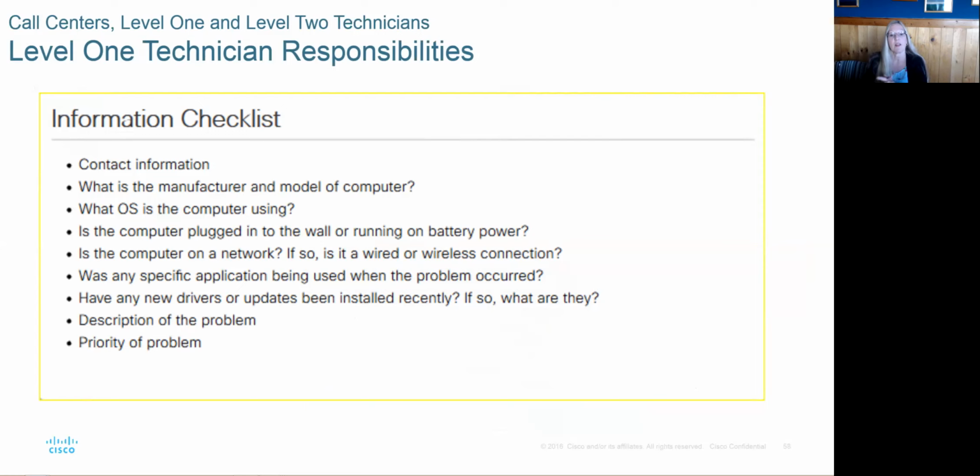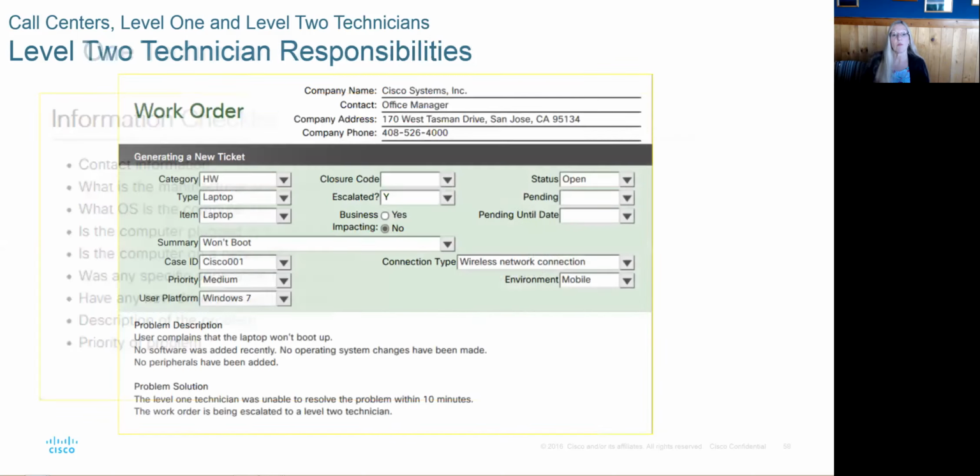So make sure that you ask how to spell their name, repeat back their phone number, their billing address, manufacturer and model of the computer, what operating system the computer is using. Is the computer plugged into the wall or running on battery? So obviously that's a laptop. Is it on a network? Is it wired or wireless? So these are all really important questions to ask. And then a description of the problem. And the priority of the problem is really important too.